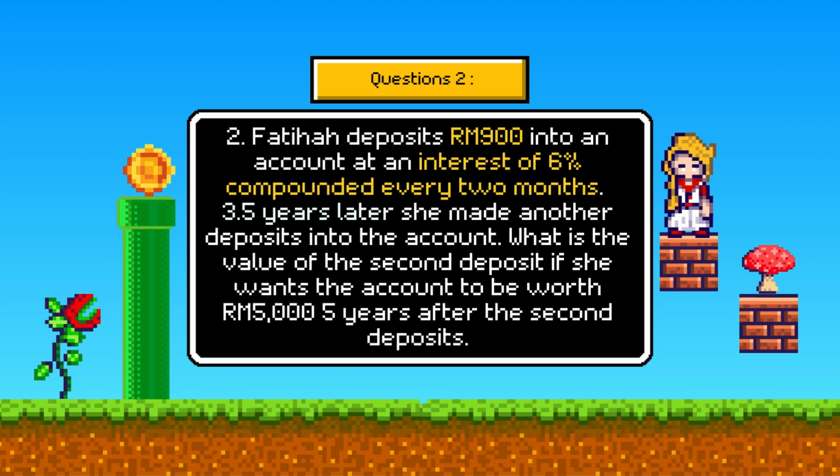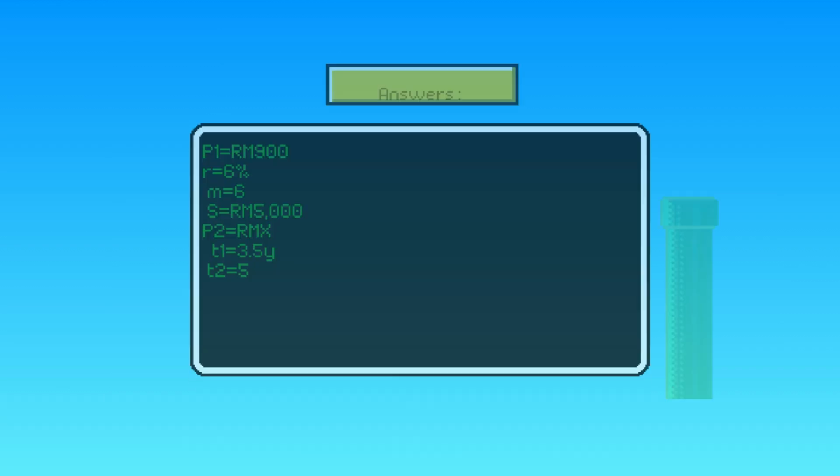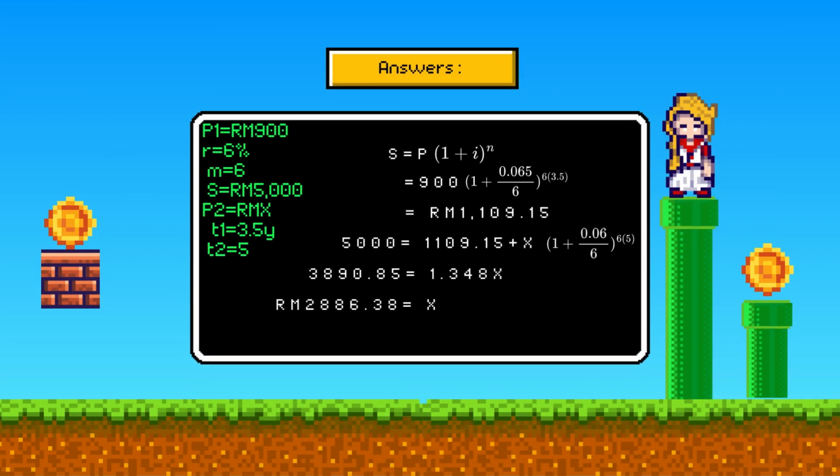Question number 2. Fatiha deposits 900 ringgit into an account at an interest of 6% compounded every 2 months. 3.5 years later, she made another deposit into the account. What is the value of the second deposit if she wants the account to be worth 5,000 ringgit 5 years after the second deposit?